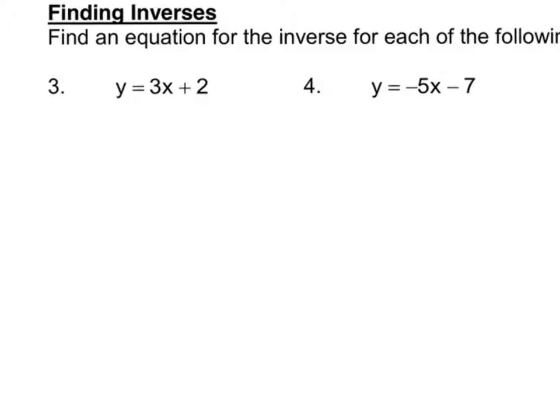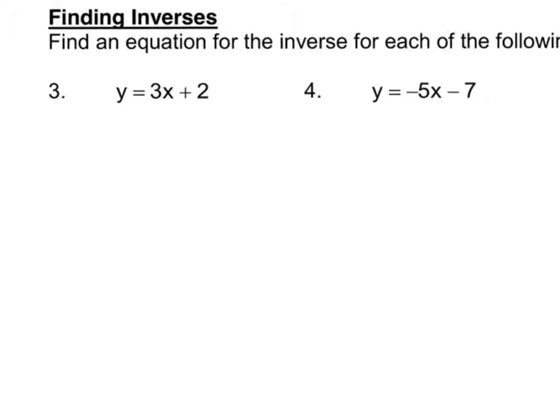Okay, now you're finding the inverse given the equation. And the steps are still the same. You're going to switch x and y, and then you're going to solve for y. You're going to get y by itself. When I say switch x and y, I literally mean to switch places. Leave the numbers in the same place. So that's what it looks like with you switching x and y. Everything else stays the same.